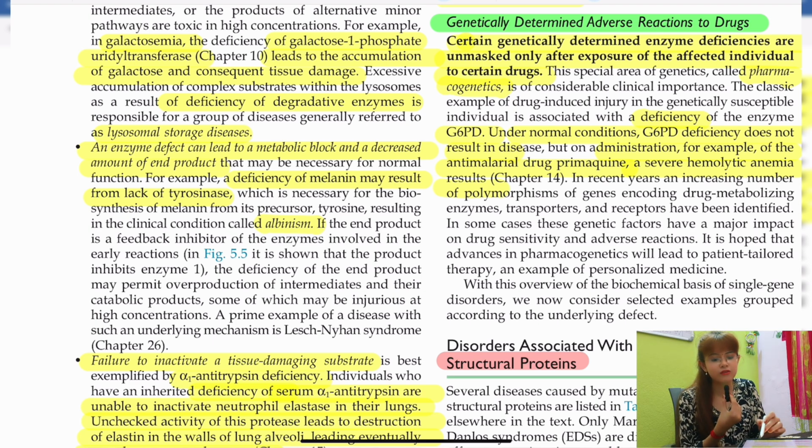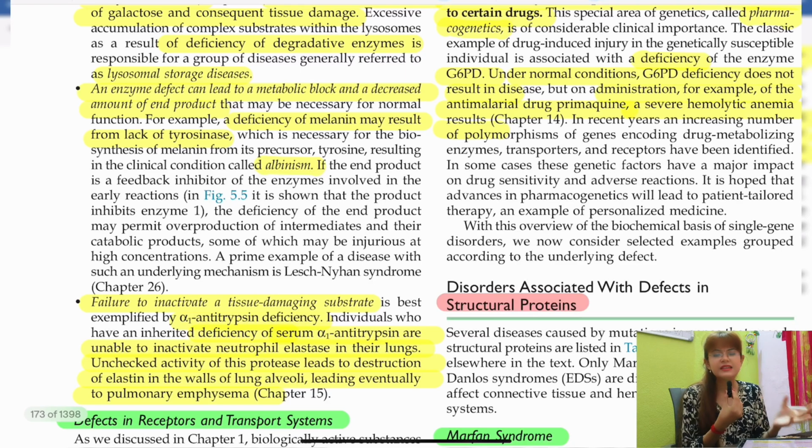Also, you can see in the cases of lysosomal storage disorders, there's a deficiency of the degradative enzymes. The enzymes which degrade the lysosomal contents are defective, so the substrates are getting accumulated now. So these are very easy to understand.